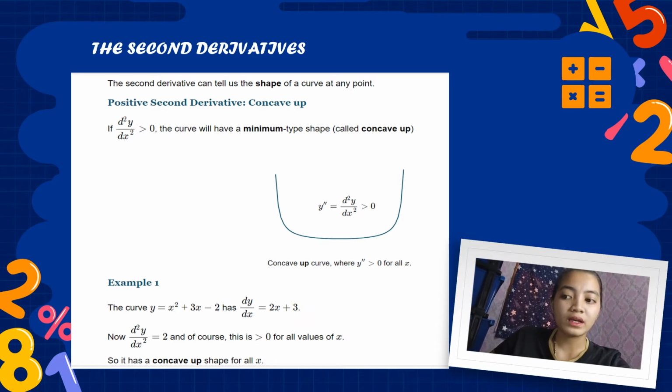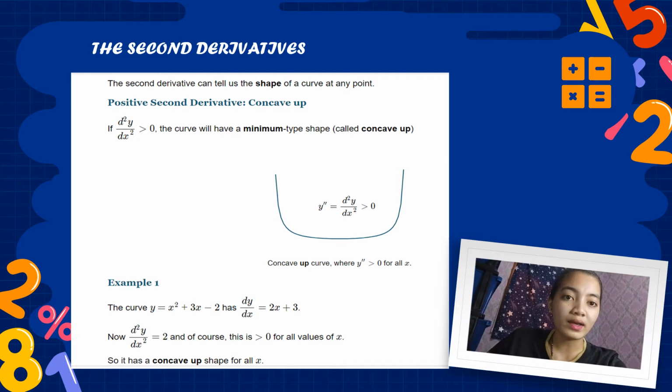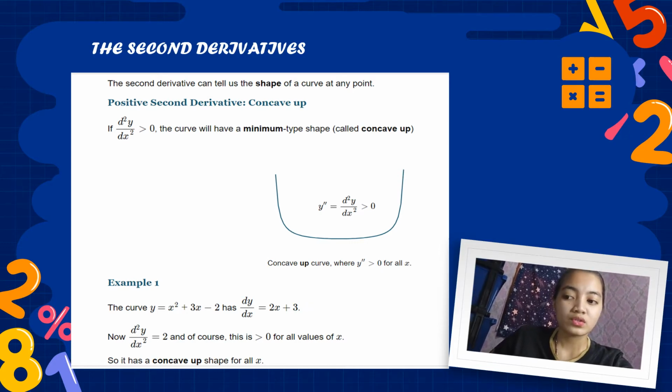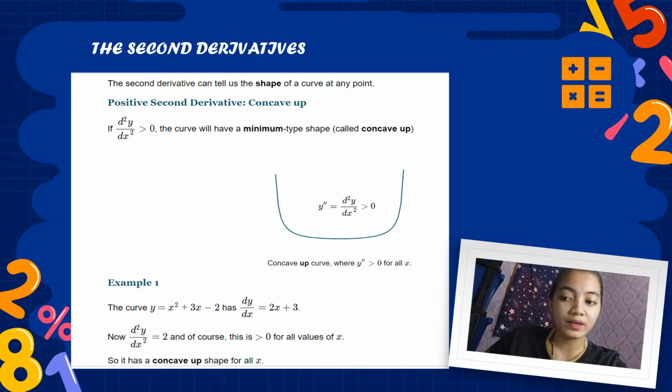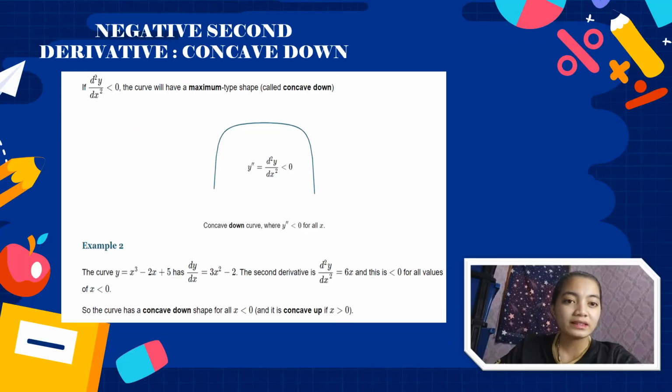Example 1. The curve y equal to x square plus 3x minus 2 has dy over dx equal to 2x plus 3. Now, d square y over dx square equal to 2, and of course, this is bigger than 0 for all values of x. So it has a concave up shape for all x.